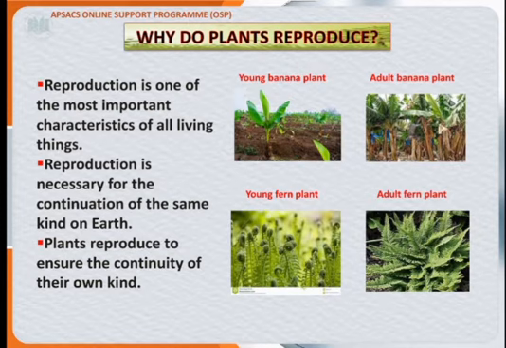Reproduction is necessary for the continuation of the same kind of animals, plants or any other species on earth. For example, plants such as banana plants and ferns produce young plants. And why do they reproduce? They reproduce to ensure their own kind lives on earth after they have died. So that is why plants reproduce.